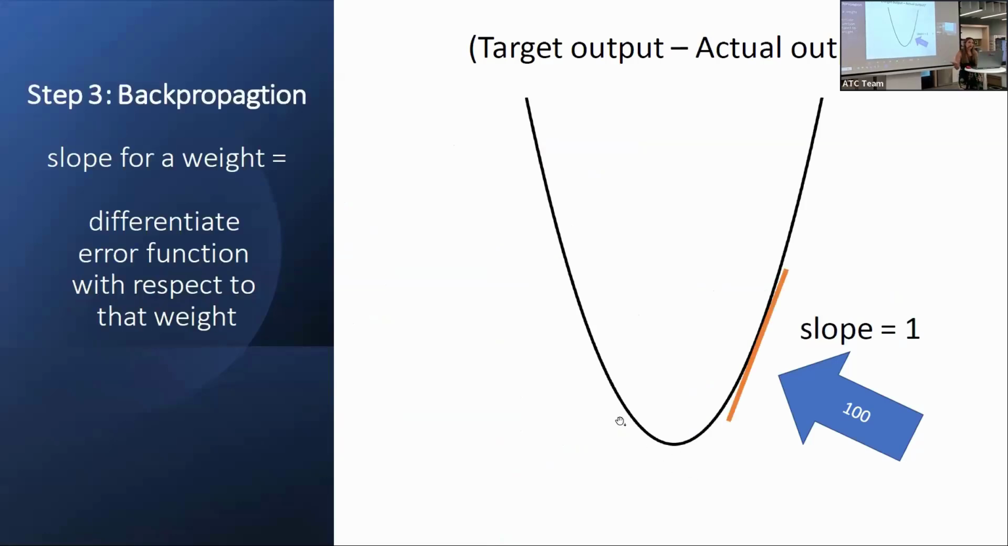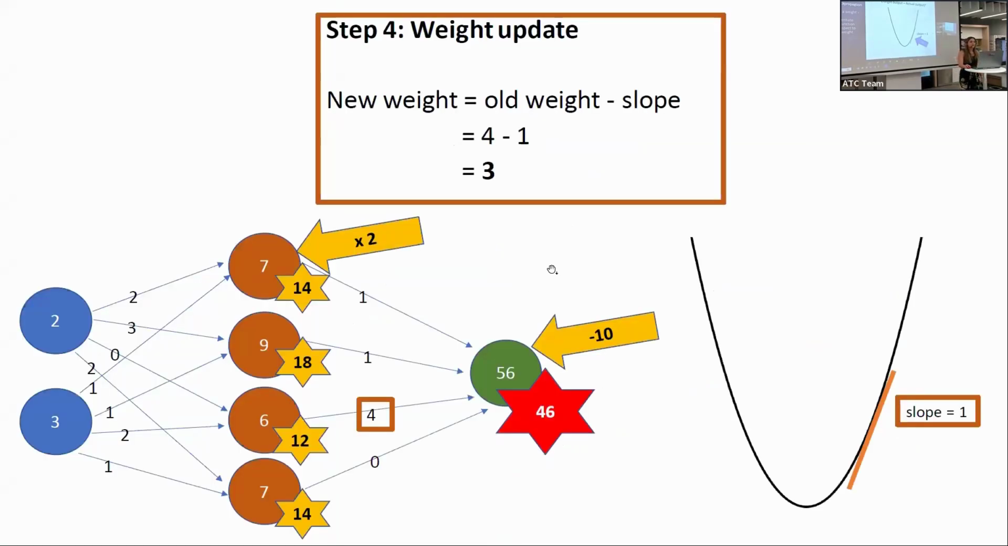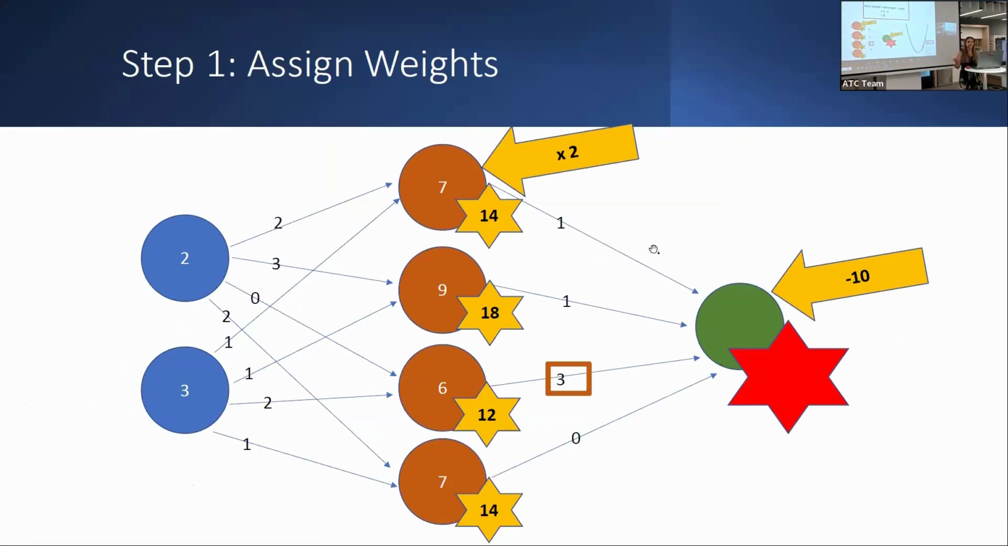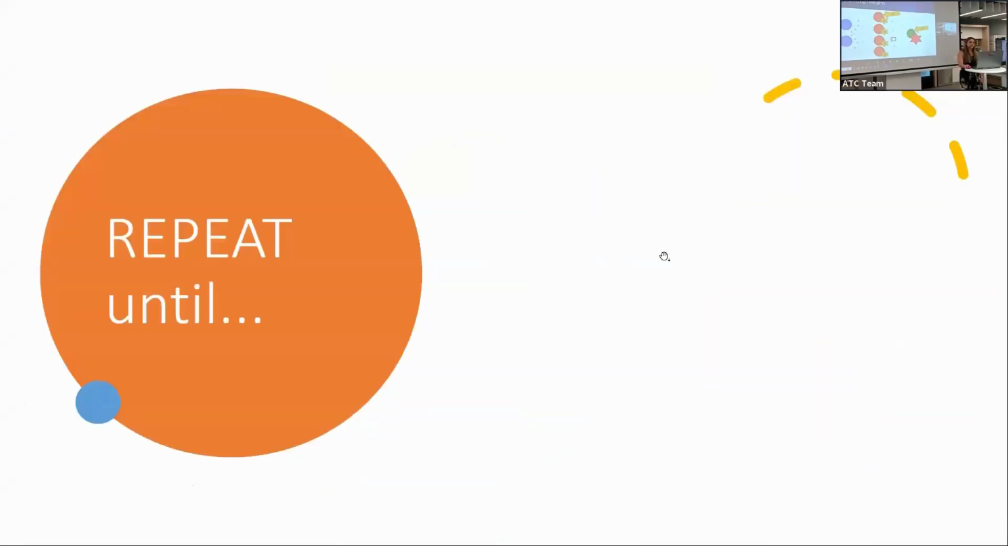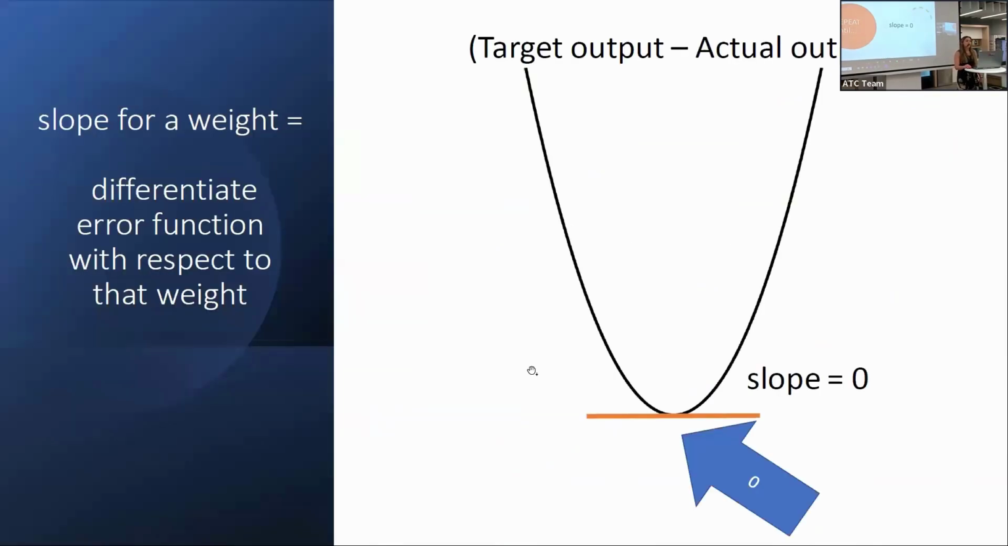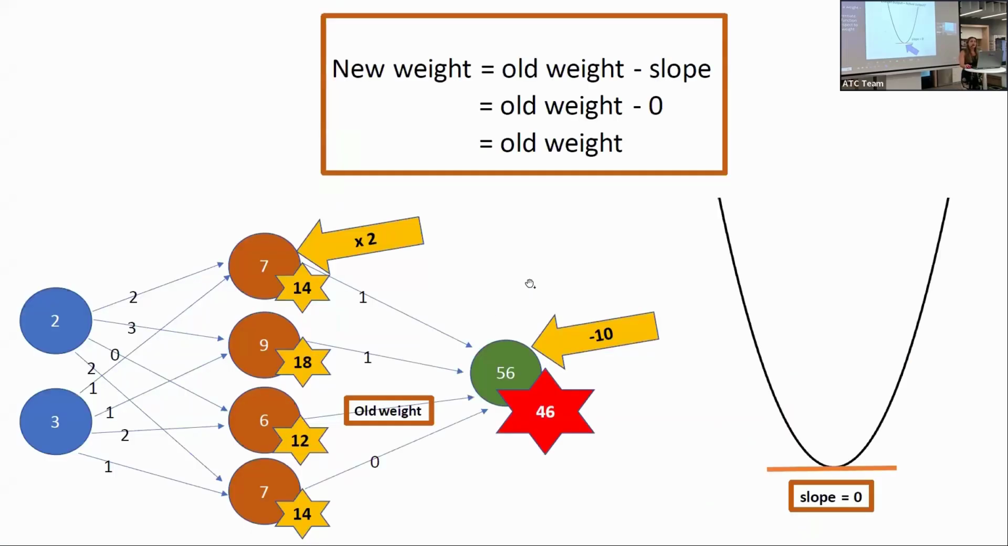So we do backpropagation. You get the slope once again. You subtract the slope from the old value and you get 3 for your new value. Okay, here we go again. You put it in again, and you repeat this process until you get a slope of 0. So until the slope of your weight is at the bottom of the parabola. So your error is 0. You are getting exactly the output that you desire.